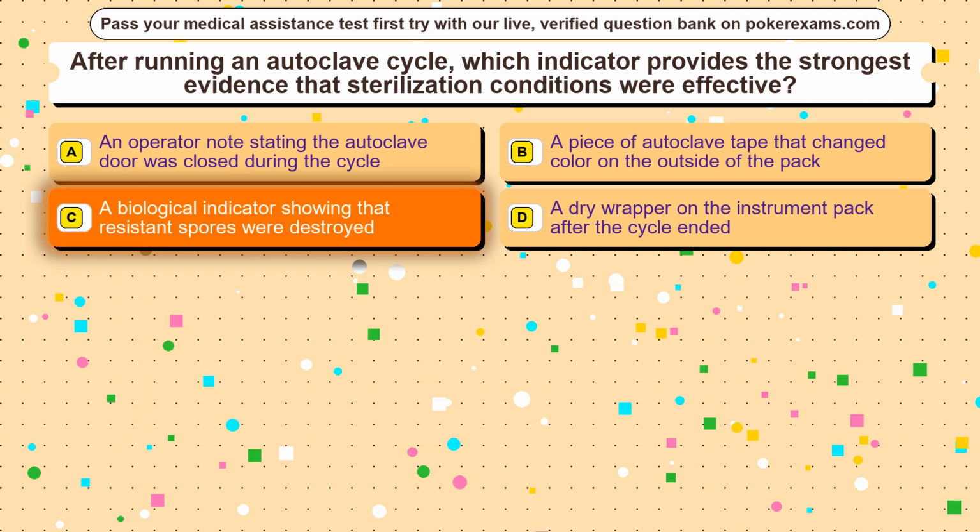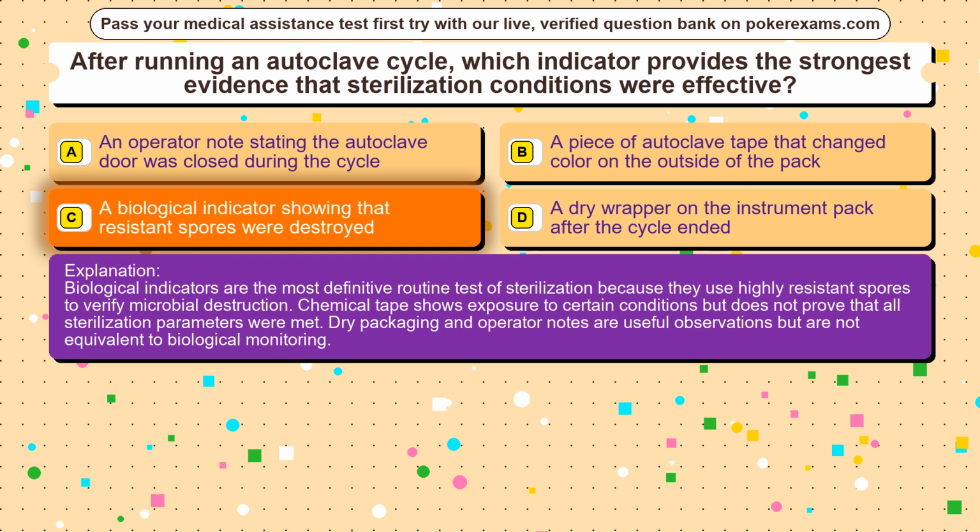The correct answer is option C. A biological indicator showing that resistant spores were destroyed. Biological indicators are the most definitive routine test of sterilization because they use highly resistant spores to verify microbial destruction. Chemical tape shows exposure to certain conditions but does not prove that all sterilization parameters were met. Dry packaging and operator notes are useful observations but are not equivalent to biological monitoring.